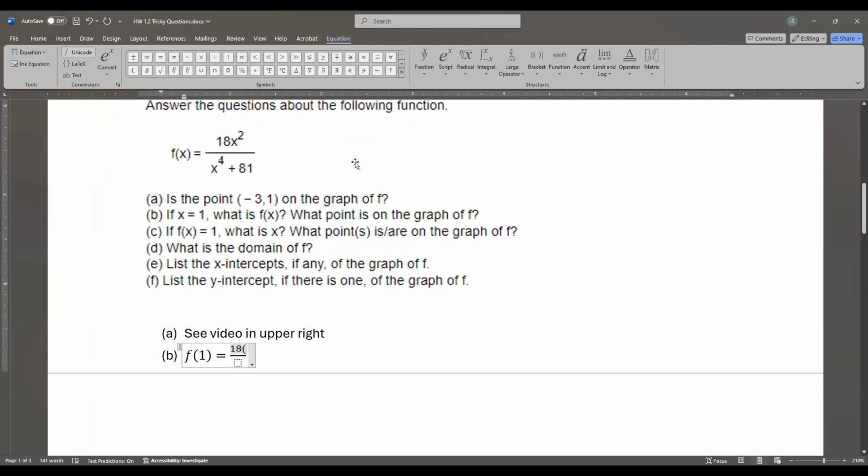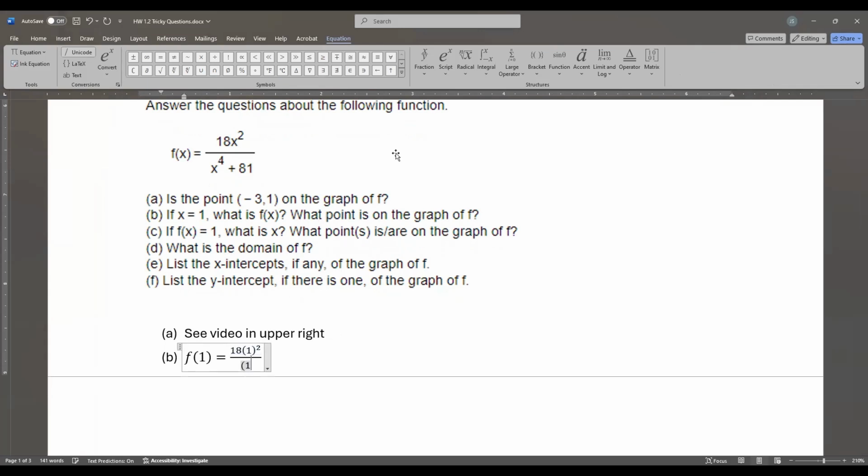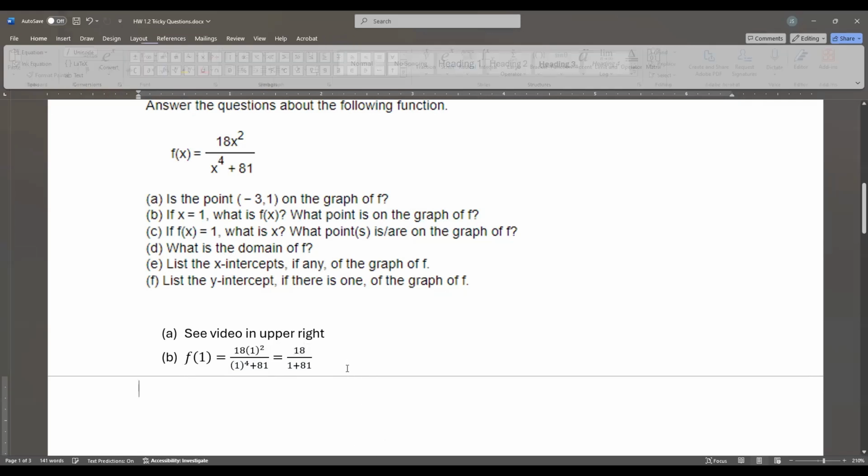I have 18 on the top. Instead of x squared, it's going to be 1 squared. On the bottom, I see x to the 4th. That's going to be 1 to the 4th, and then plus 81. So now you just want to simplify this very carefully. I see 1 to the 4th over here. 1 raised to the 4th power is 1 times 1 times 1 times 1, and that's just going to give me 1. Very similar deal. 18 times 1 squared is just 18 times 1, which is just 18.